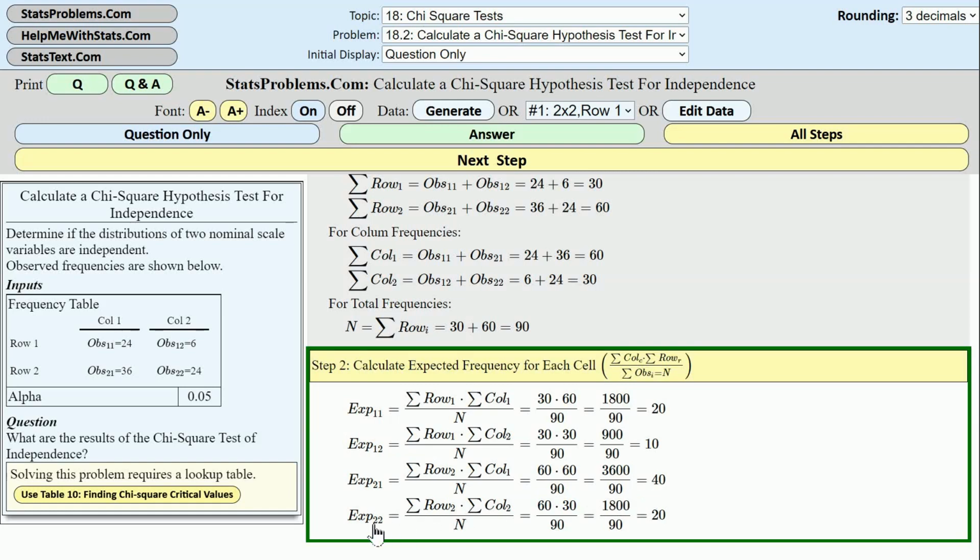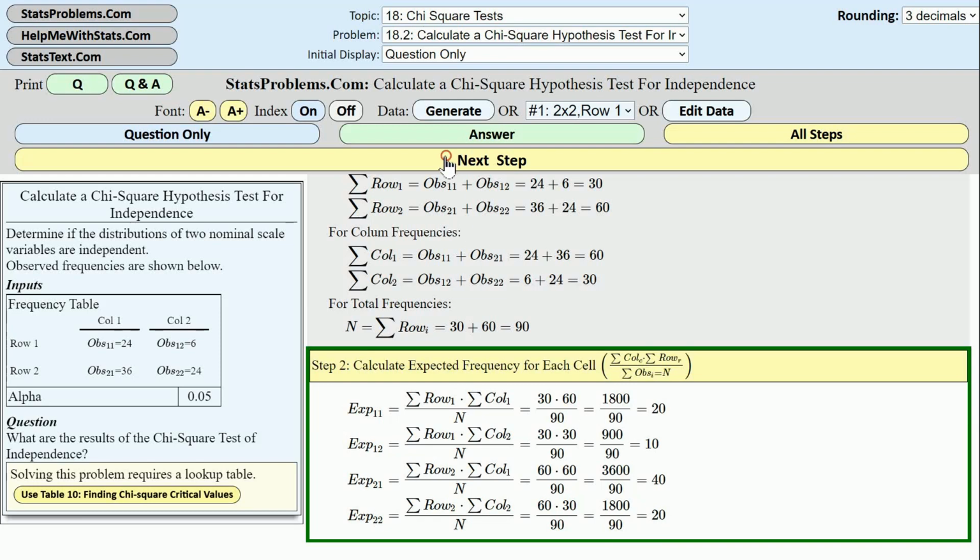The expected frequency of cell 22 is the sum of frequencies for row 2, times the sum of frequencies for column 2, divided by the total number of frequencies, n. In this example, the expected frequency of cell 22 is 60 times 30 divided by 90, which works out to 1800 divided by 90, which works out to 20.